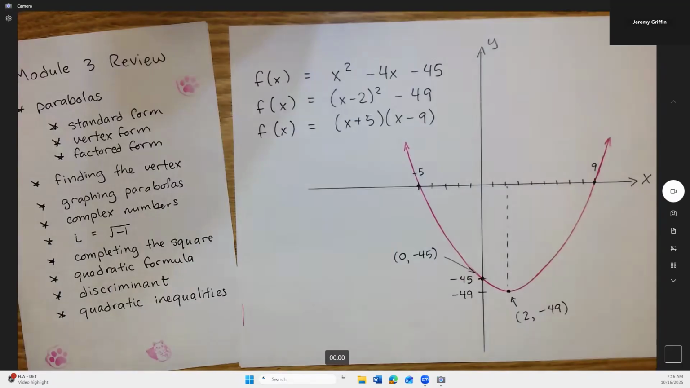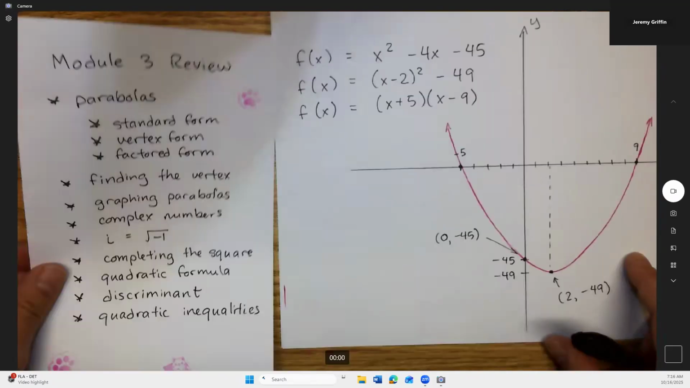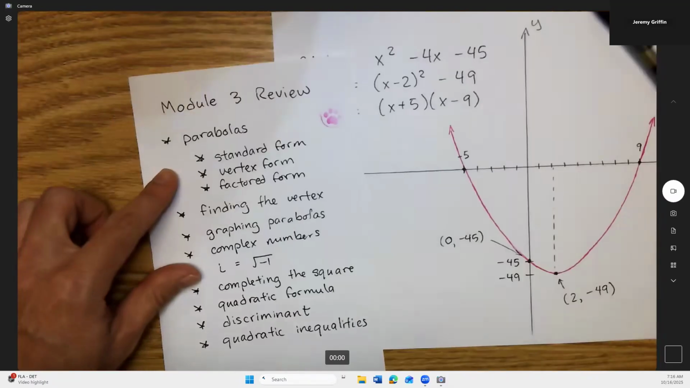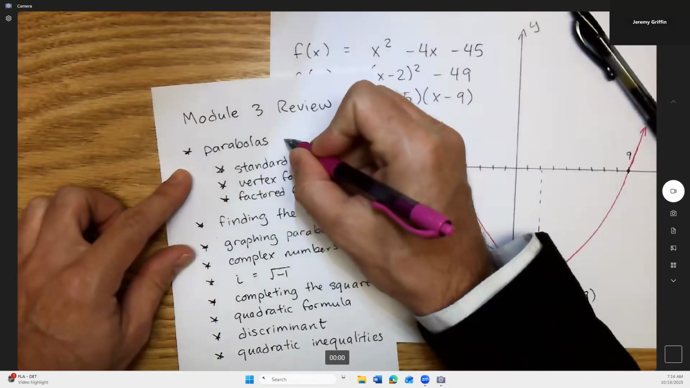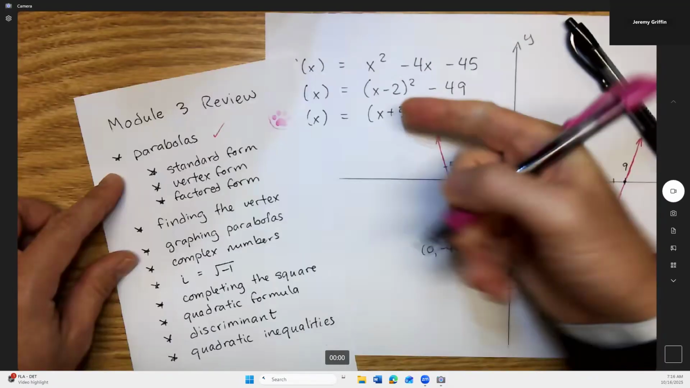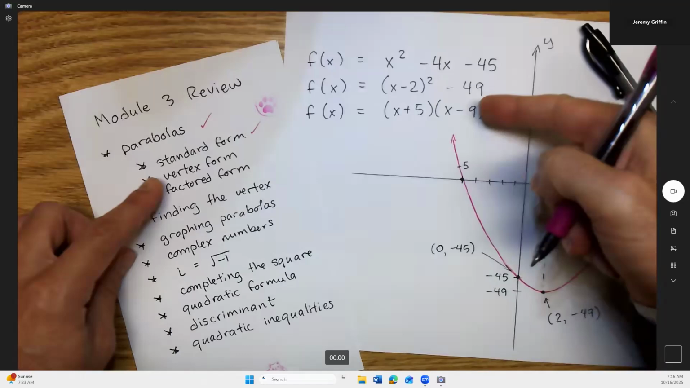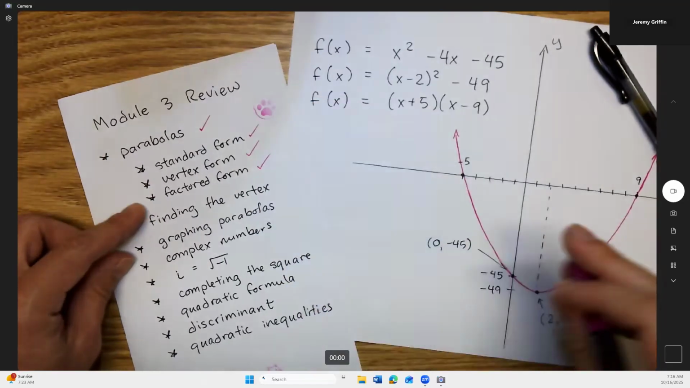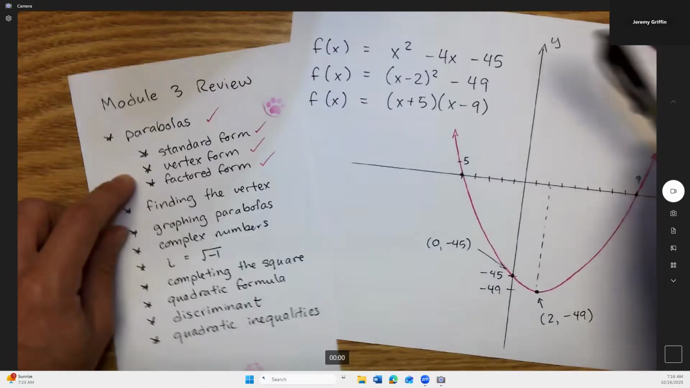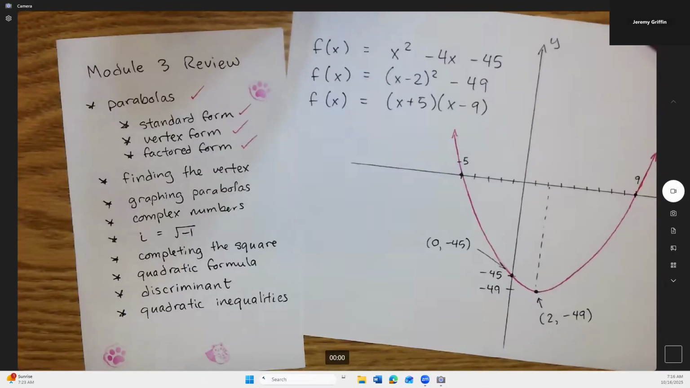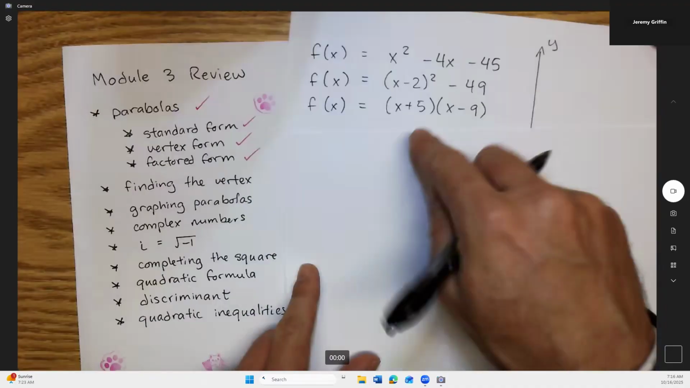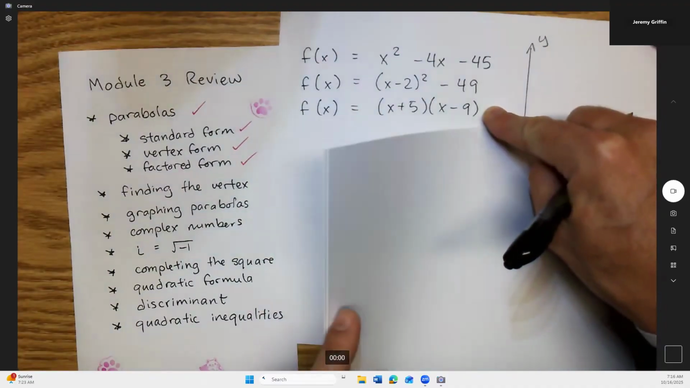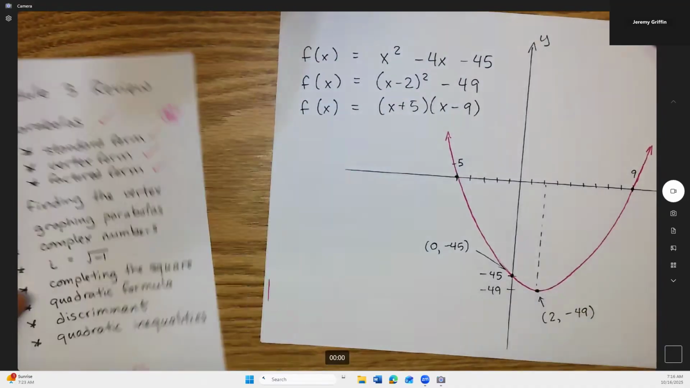So let's check this list here. What have we done? We've been talking about parabolas. Here's standard form, check. Here's vertex form, check. Here's factored form, check. I'll tell you a little bit more about factored form in a minute. Okay, let's go to this checklist.